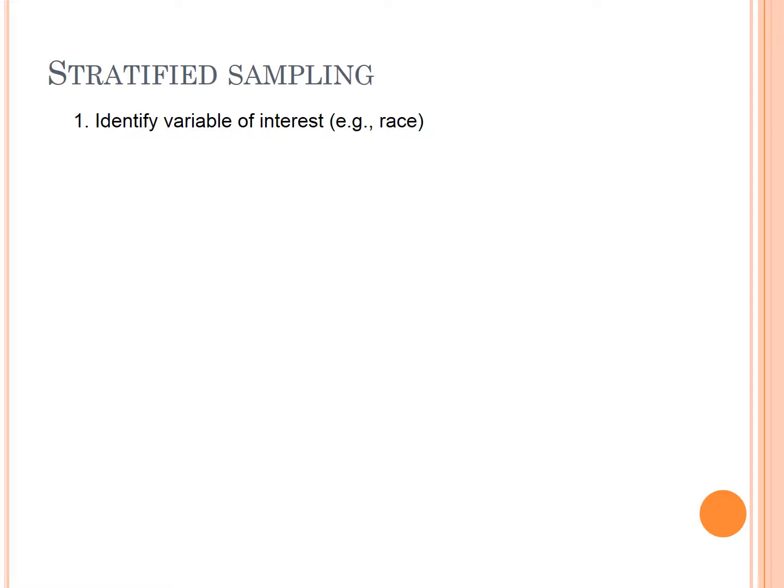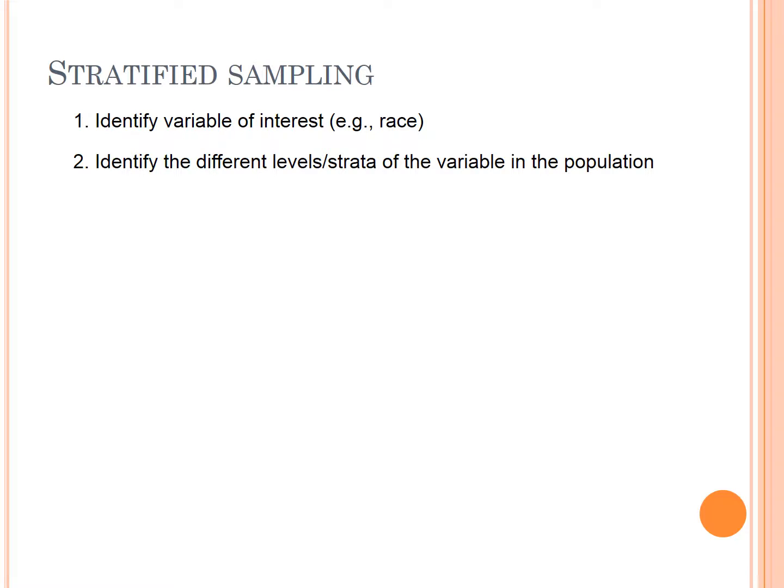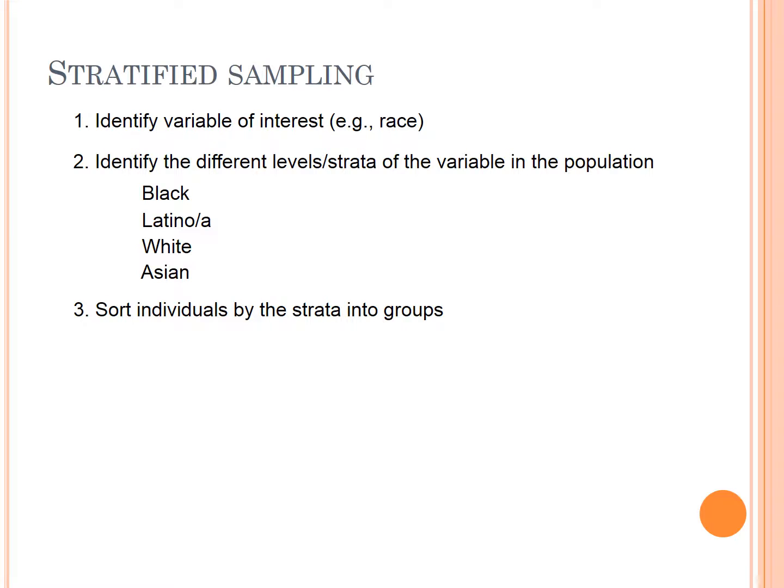So first you want to identify the variable of interest. For instance, you might look at race. Next, you would identify the different levels, also known as strata, of the variable in the population. So just as one possibility, we might come up with these four categories of race: Black, Latino or Latina, white, and Asian. Once we've identified the different strata of the variable in the population, we might then sort individuals by the strata into different groups.